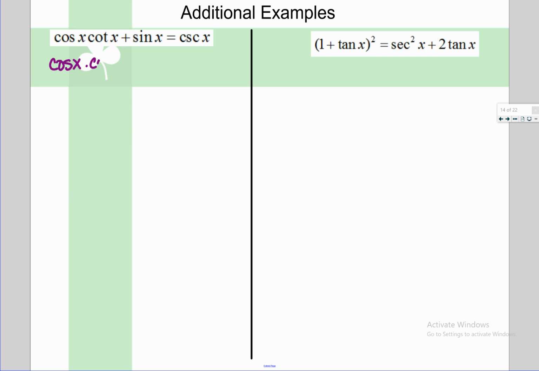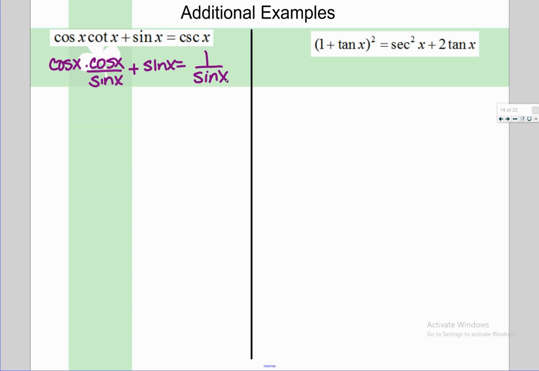Cosine times cosine over sine plus sine. And cosecant, you could even make 1 over sine. Oh, it's not showing. Hold on. There we go. Better. I was writing, it just wasn't showing up. All right. So cosine times cosine over sine plus sine equals 1 over sine is what the first step looks like. A lot of you got that far.